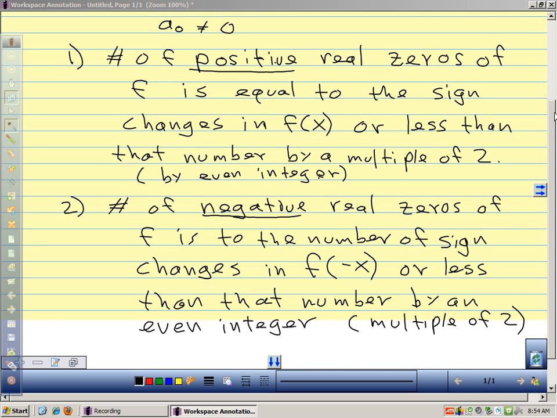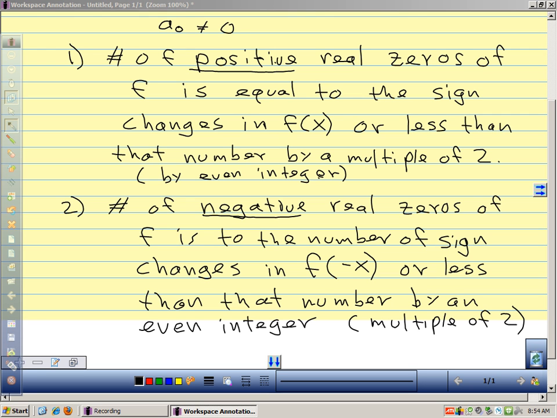So we can use Descartes' rule of signs to give us an idea of how many real zeros we have. If we had a huge list of possible zeros, and Descartes' rule of signs tells us that there's only one positive zero, and we test 1 and that's our positive zero, then we know we don't have to test any more positive numbers. The rest of them have to be negative. And we can use the second test to tell us how many negative real zeros there would be. So sometimes Descartes' rule of signs can really help us eliminate the number of possible zeros that we choose from.